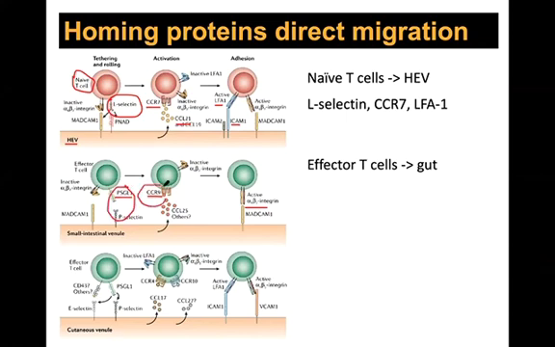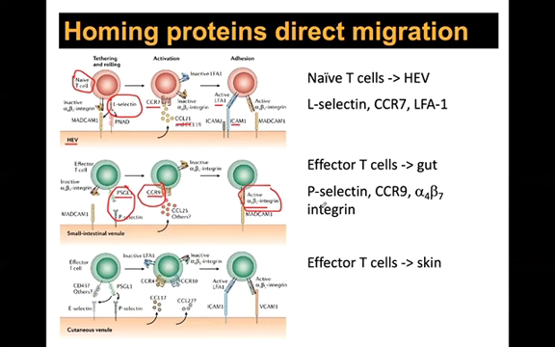There's an activation step through CCR9 that results in tight binding by the alpha-4 beta-7 integrin. Okay, so it's the same steps, just different signals or different proteins doing each step.